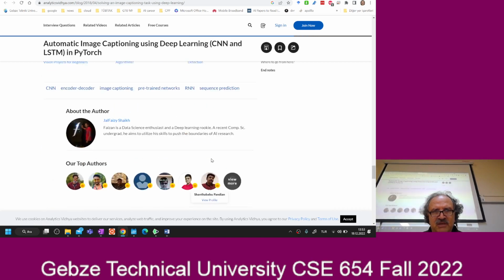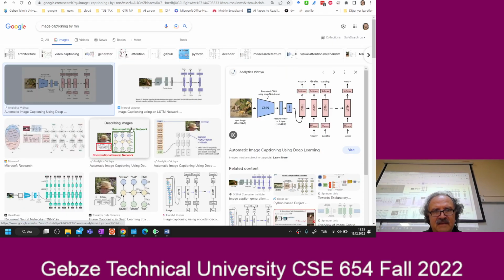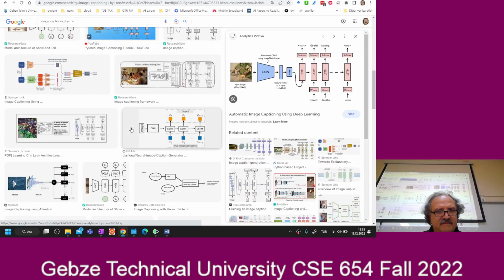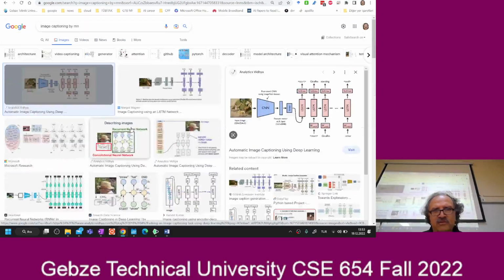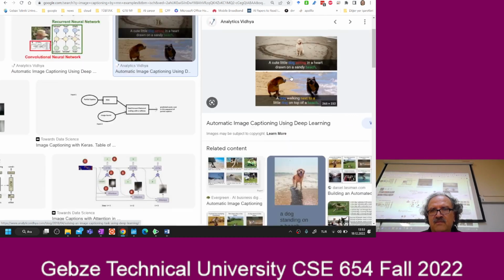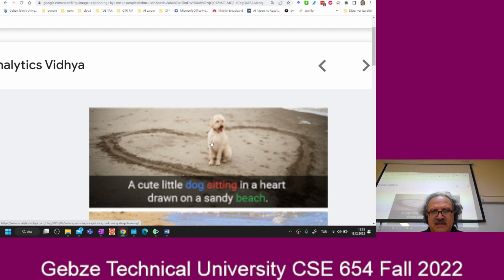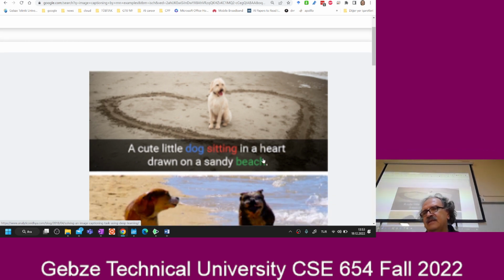Did you get any results? No, I didn't get any results. But you are going to get results like this. Can I show you some examples? For example, this one: a cute little dog sitting in a hard-drawn on a sandy beach. It is not impossible to get this kind of captioning out of this image.